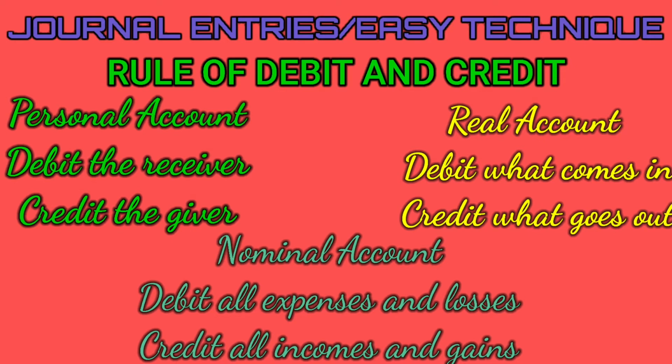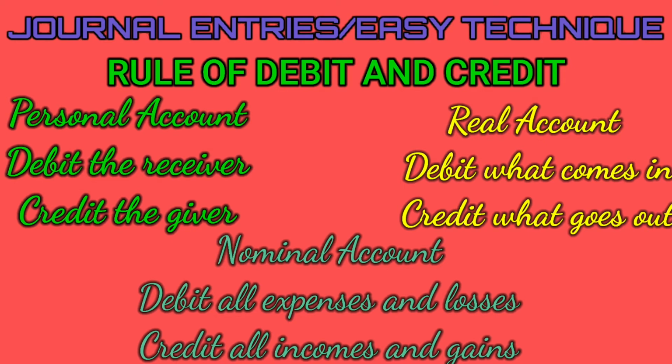In order to pass a journal entry, we have to follow the rule of debit and credit. There are four stages. First stage, find out which are the two accounts affected in the transaction. Second, find out which class the above two accounts belong to. Third, apply the respective rules to the above two accounts. Fourth, write the particular account to be debited and the account to be credited.